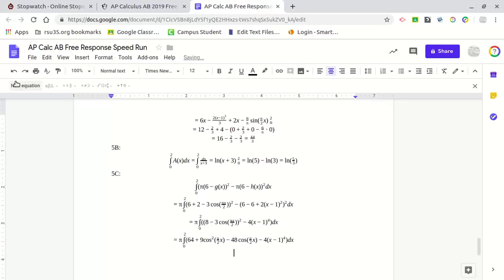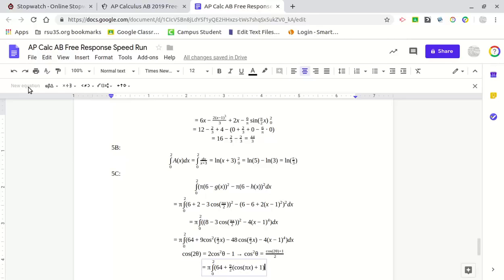So, in case you haven't learned this before, cosine of 2 theta is 2 cosine squared theta minus 1, so cosine squared theta is cosine of 2 theta plus 1 all over 2. So cosine squared of pi over 2 x is cosine of pi x plus 1 all over 2. So we get pi times the integral from 0 to 2, 64 stays the same, and then we get 9 halves times cosine of pi x plus 1. I'm going to distribute the 9 halves in one step just to make this faster.